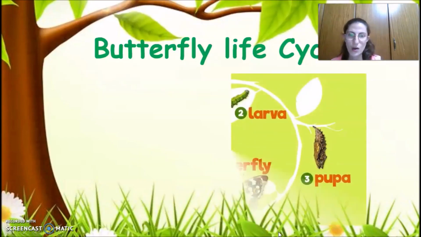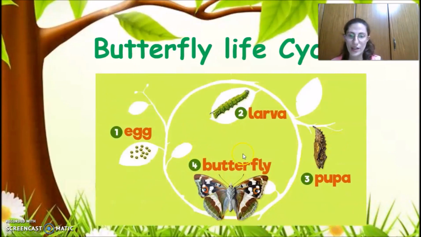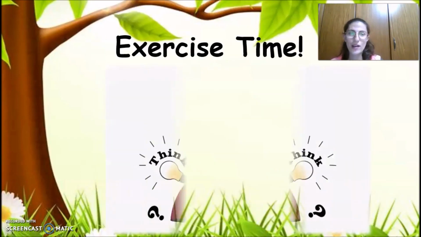Clear? So, the butterfly life cycle, we have the eggs, then the larva, also known as the caterpillar. The larva changes into a pupa. From the pupa comes out the butterfly. Clear? Let's move on. Exercise time.